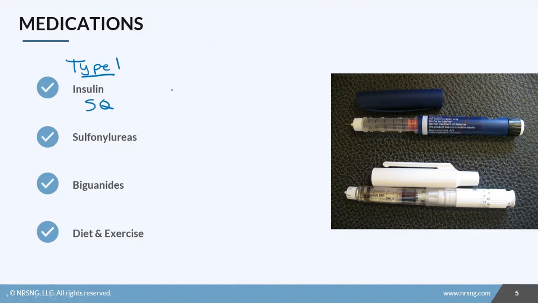Now, most of the time, by the time you encounter a diabetic patient in the hospital, they already know how to self-administer. But if this is a new diagnosis, we want to make sure that they're taught really, really well. We want to make sure they remember to rotate sites, etc. Now, in the hospital, most of the time, we actually see these insulin pens. So we want to make sure that they know how to use the specific pen that they have.